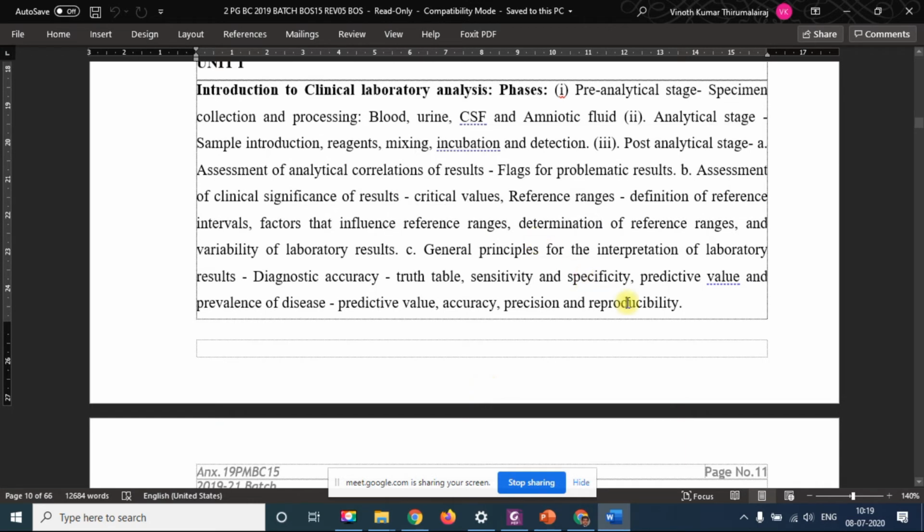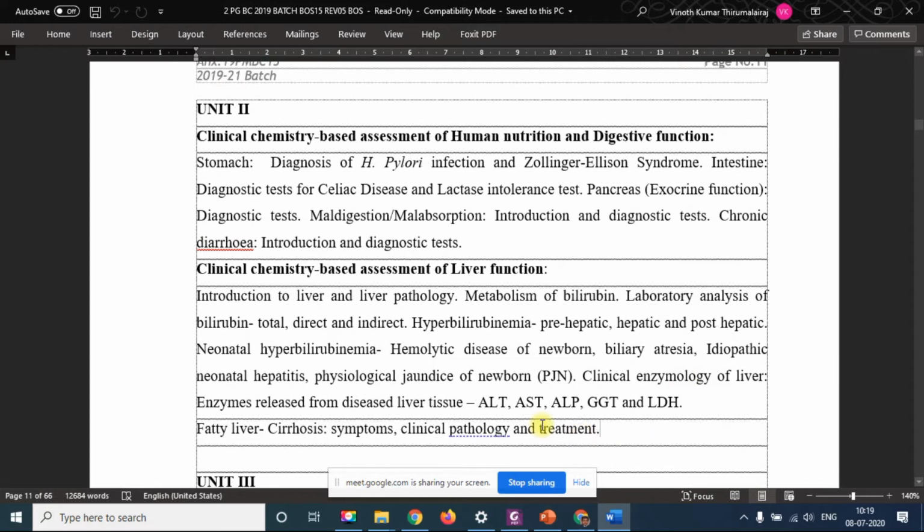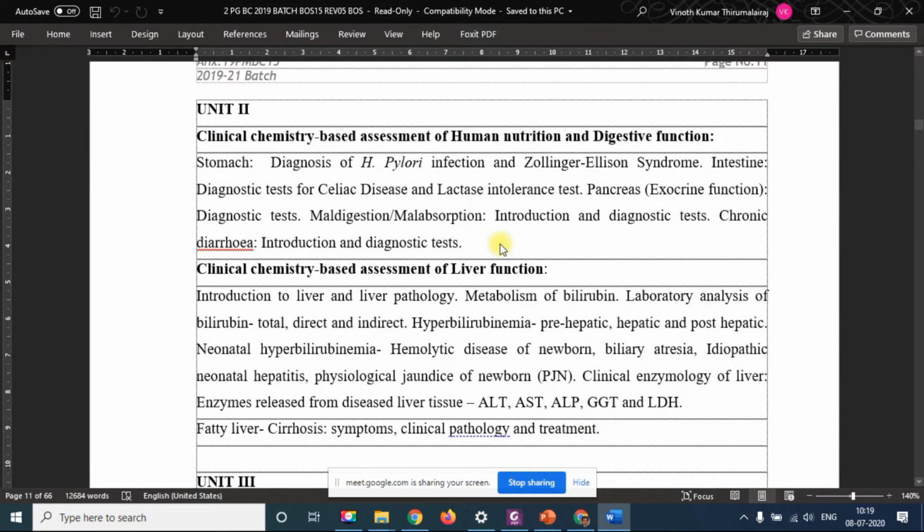This first unit will be handled by Anupama madam, and we can go to this topic. Today is a very auspicious day, so we can start our classes. The first one is clinical chemistry based assessment of human nutrition and digestive system. How human nutrition functions is the digestive system. You already studied human physiology at your UG level, so that is a base, and you have some knowledge about human pathology, because both are needed: knowledge about the human system, human physiology, and second, pathology.